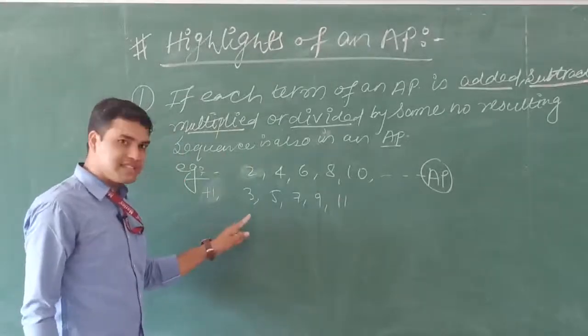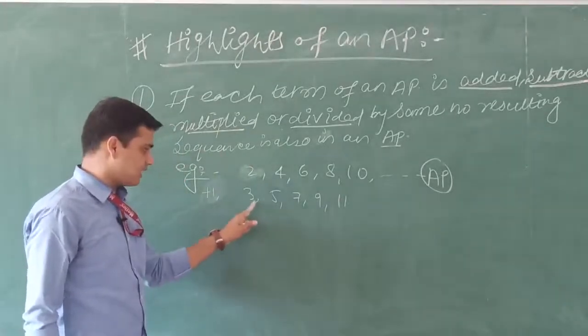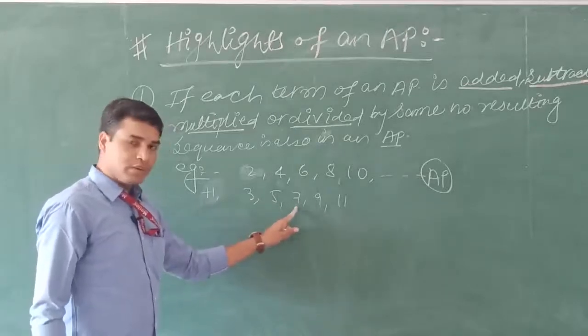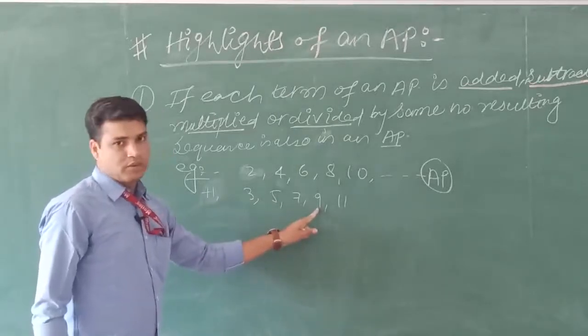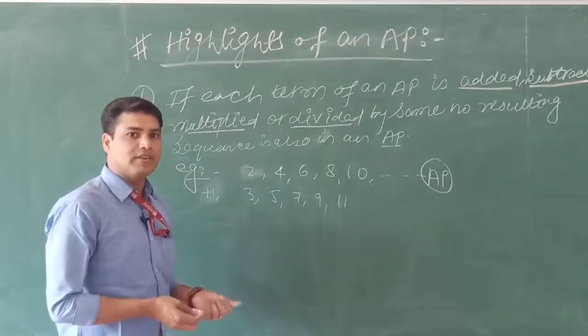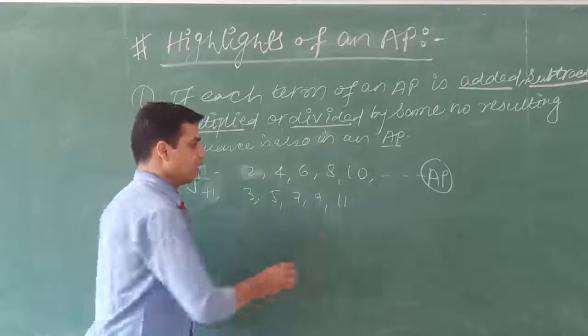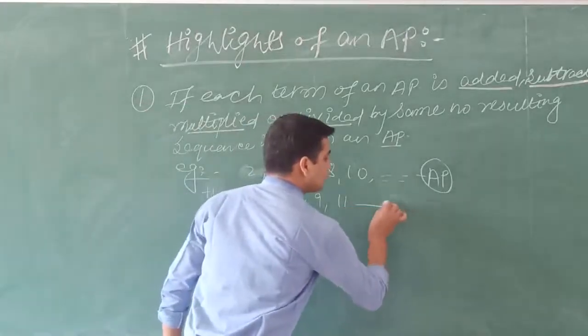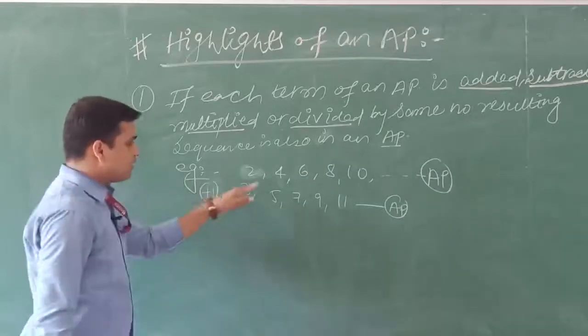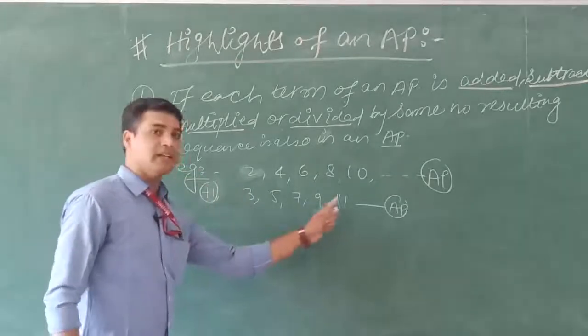How? Because the difference is the same here. 5 minus 3, 2. 7 minus 5, 2. 9 minus 7, 2. 11 minus 9, 2. And this is the condition of an AP. When the difference is the same, meaning the common difference is the same, then we can say this is in AP. So the first condition is satisfied: when we add 1, we get the same result. This sequence is also in an AP.